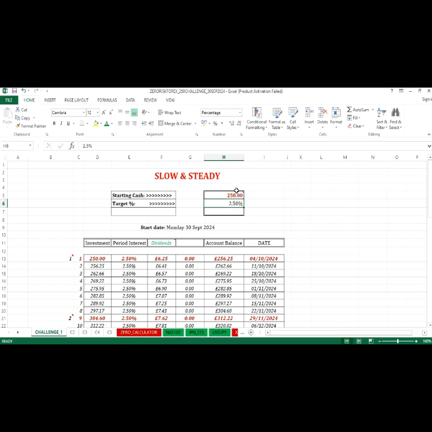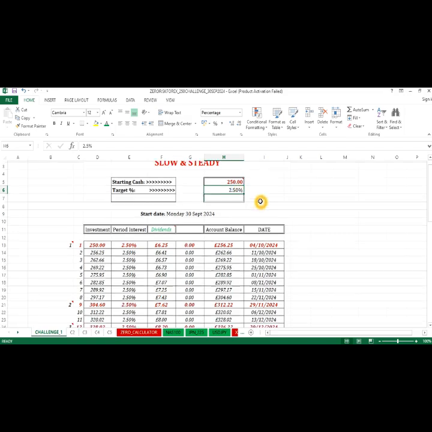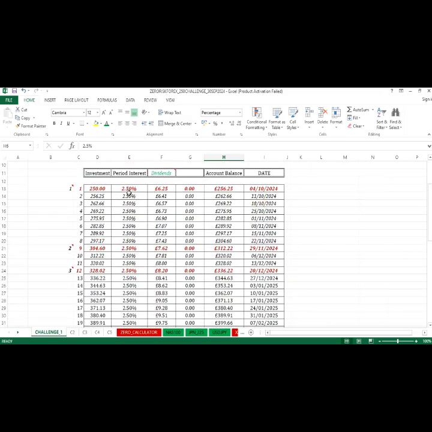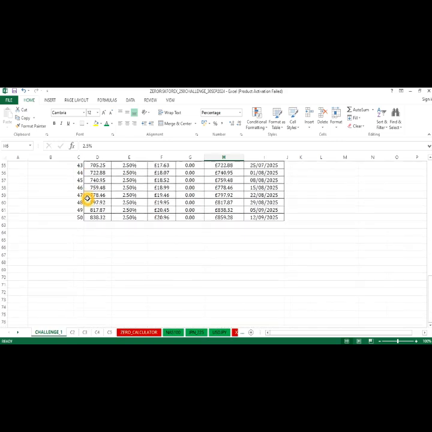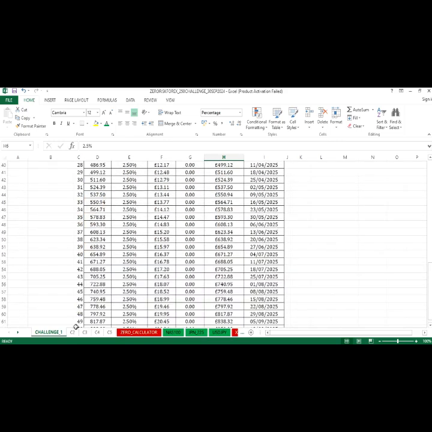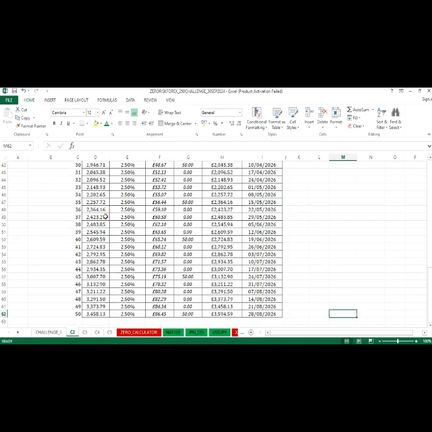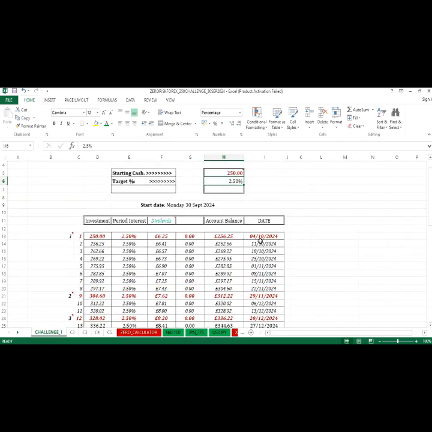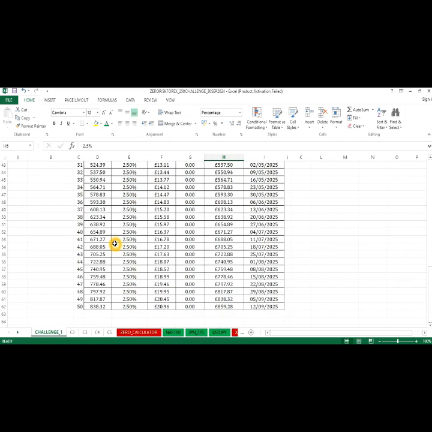So on this channel, I'm using a £250 account. The aim is to make 2.5%, and to do this 250 times. So this is 1 to 100 to 50. That's challenge 1. Challenge 2. So if I can do it 50 times from that date every single week, after 50 times, that's going to be the balance.